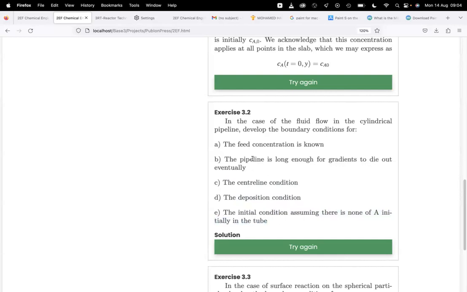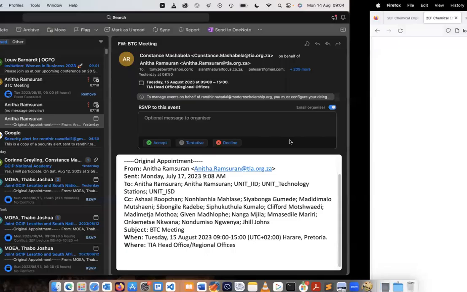So just taking a minute, please write down your expression for the first one. The feed concentration is known. How would you express that? This one should be pretty quick. I expect you've all written down this expression. So let's just do it here.